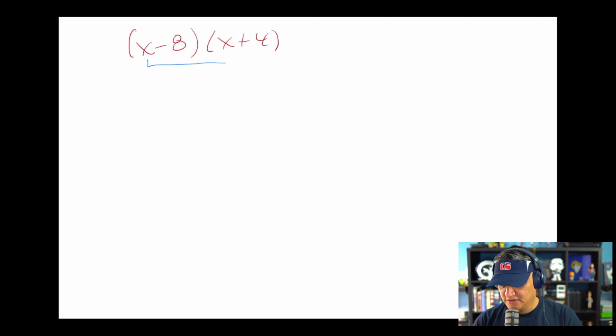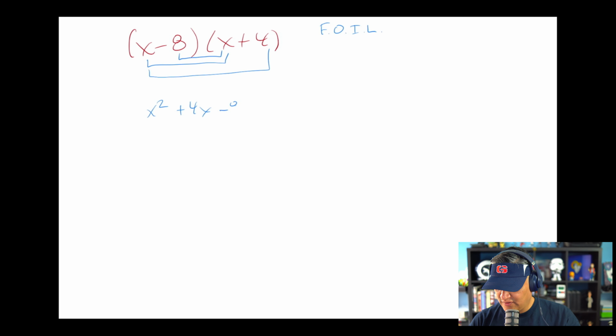So we do the first, which is x times x, which is x squared. Remember, x times x is x to the second power. When you multiply variables, you add the exponents together. Then we have x times 4, the outside ones, which is 4x. FOIL is first, outer, inner, last. So we did the first ones, x times x, then the outer ones, x times 4. Now let's do the inner ones, negative 8 times x, which is negative 8x. And the last ones, negative 8 times positive 4, is minus 32.